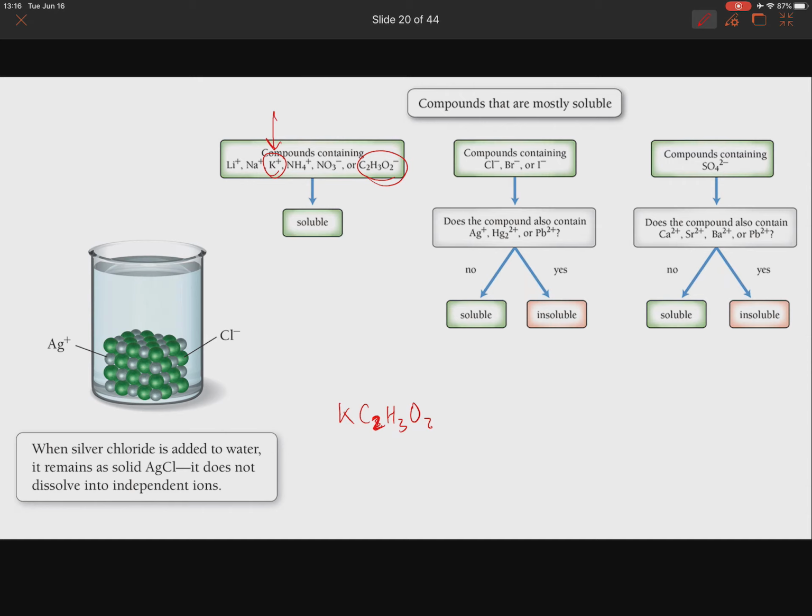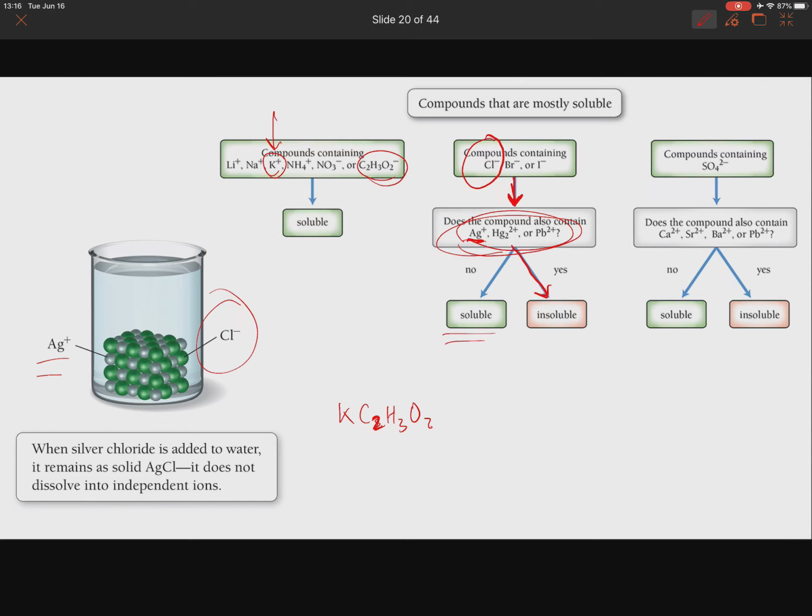Why isn't silver chloride soluble? It's got a Cl ion and an Ag ion, right? It says the compounds here that contain Cl ion are soluble. But wait, there's an exception. That's what the rules are. So we look down and it says, for Cl, Br, or I, if they're paired with any of these three ions, then they're not going to be soluble. It says, does the compound also contain one of these? Now in this case, AgCl contains Ag. So does it contain Ag? Yes. Well, then it's insoluble. But if it didn't have one of these three in it, it would still be soluble.